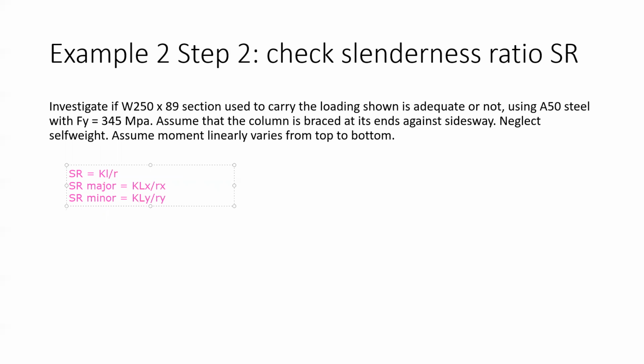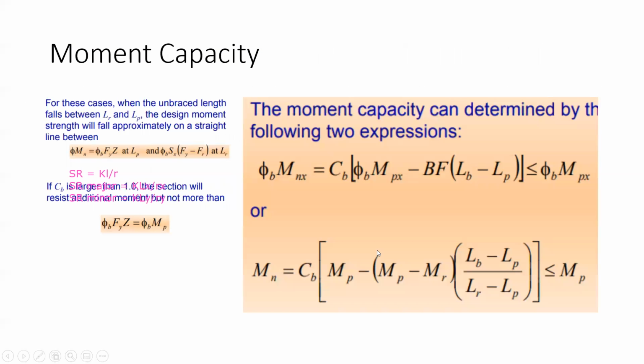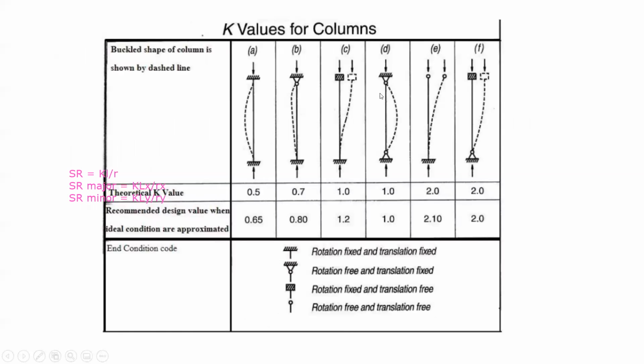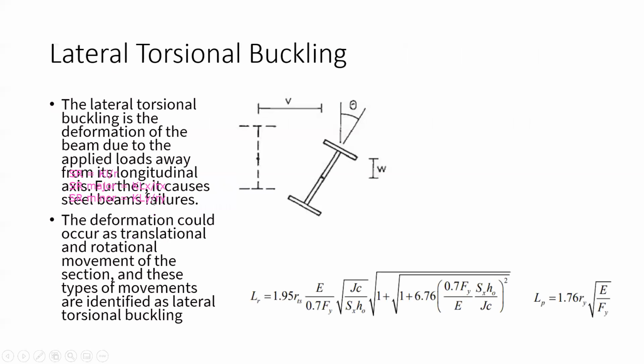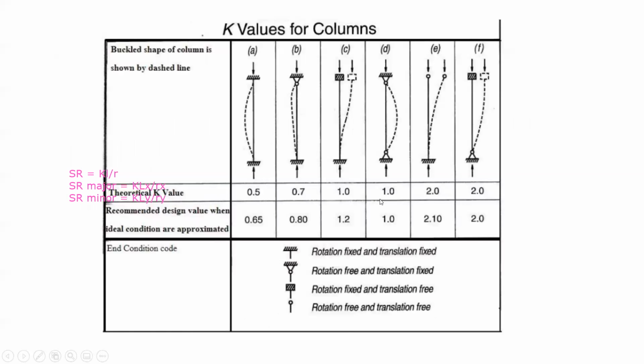So, given our K and our rx and ry, is the loading adequate or not? Assume that the column is braced at its ends against sideways. So, if we look at the bracings, braced at its ends against sideways means there is no horizontal movement. We have K equal to 1.0. And then, what else?